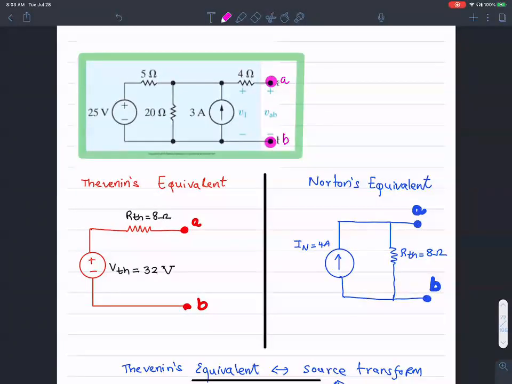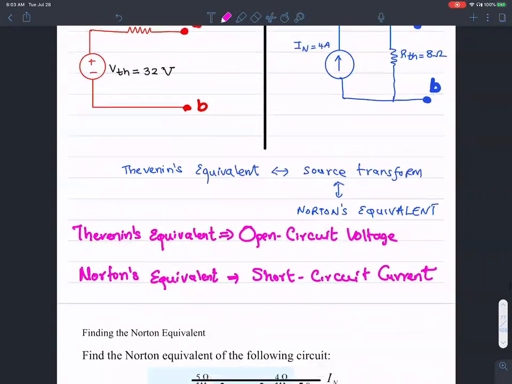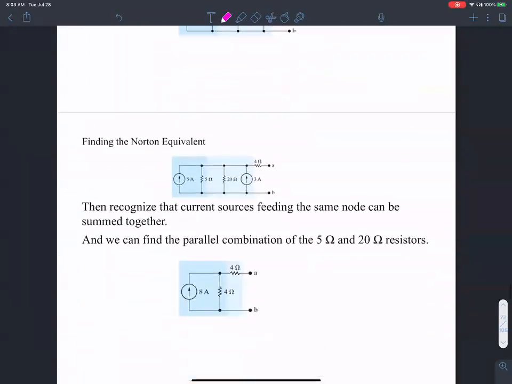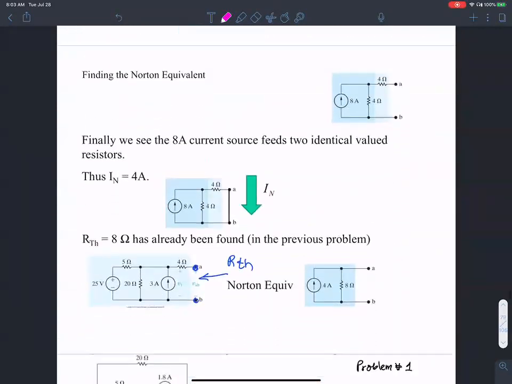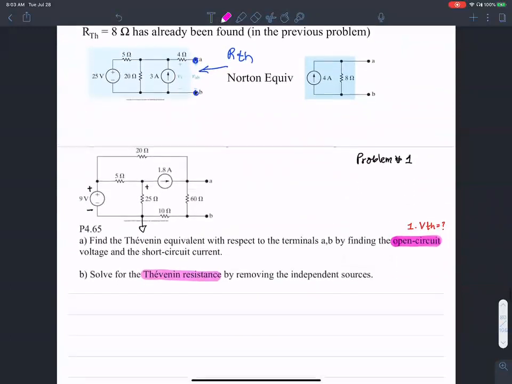In today's class, I want to talk about Thevenin's and Norton's equivalent when there are dependent current and voltage sources. But before we do that, I just want to spend a little bit more time working on a couple of examples. Let's see.